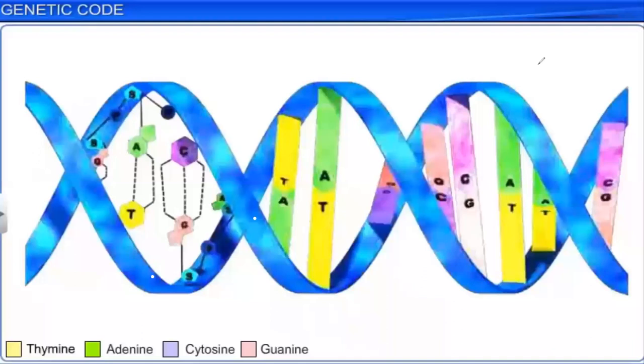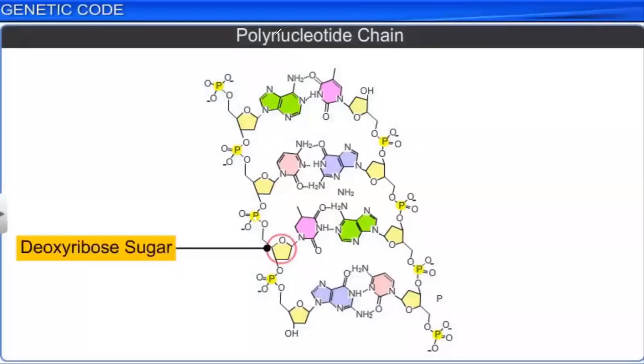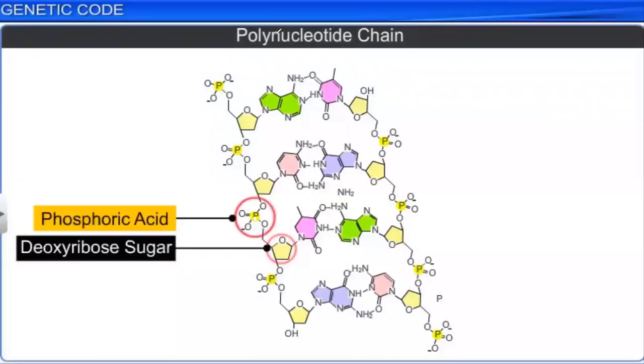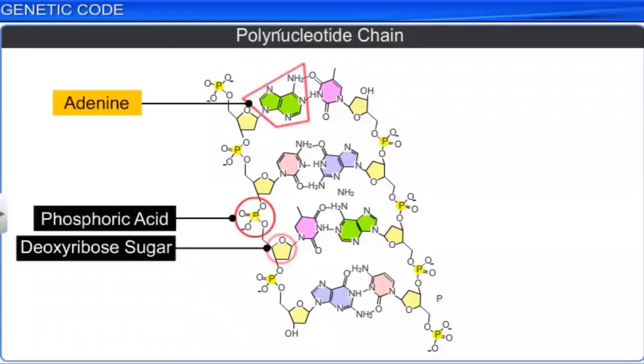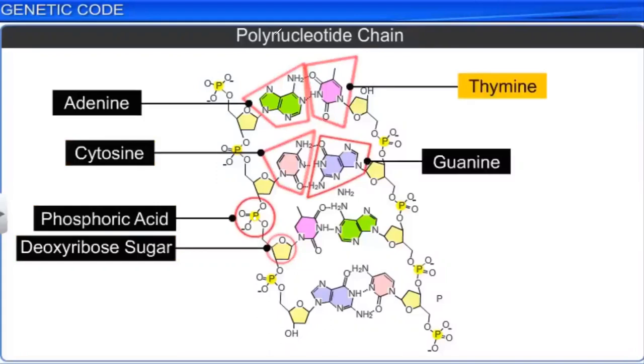Through experiments, Watson and Crick had revealed that DNA was a double helix polynucleotide molecule, with each nucleotide consisting of the deoxyribose sugar, phosphoric acid, and nitrogenous bases adenine, guanine, cytosine, and thymine that are commonly called nucleotides.